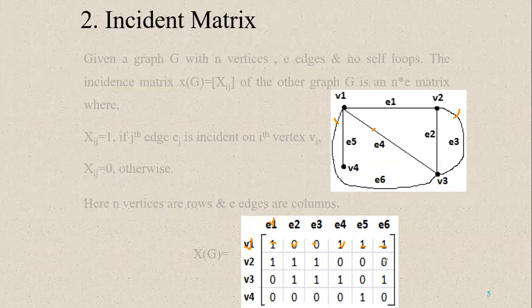Like that, we can fill in the values in the second row, third row, and fourth row. This matrix is called the incidence matrix. I hope everyone is clear in this concept.